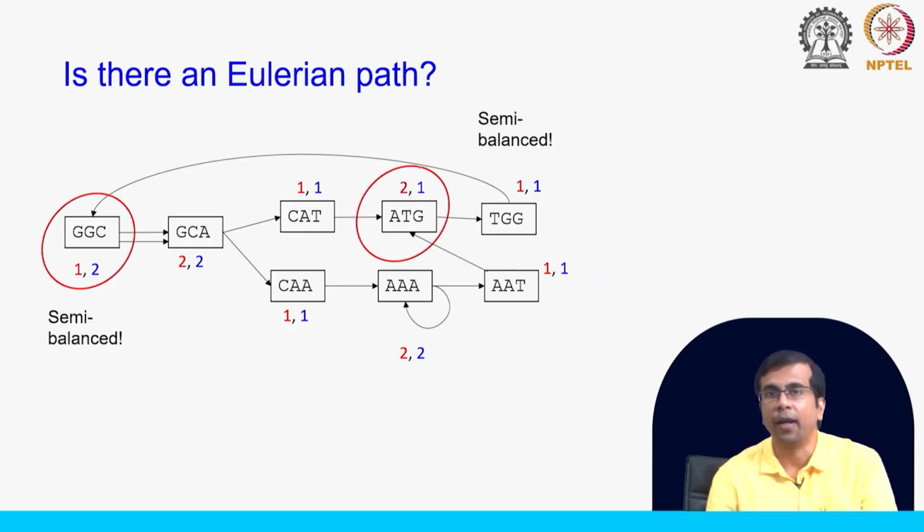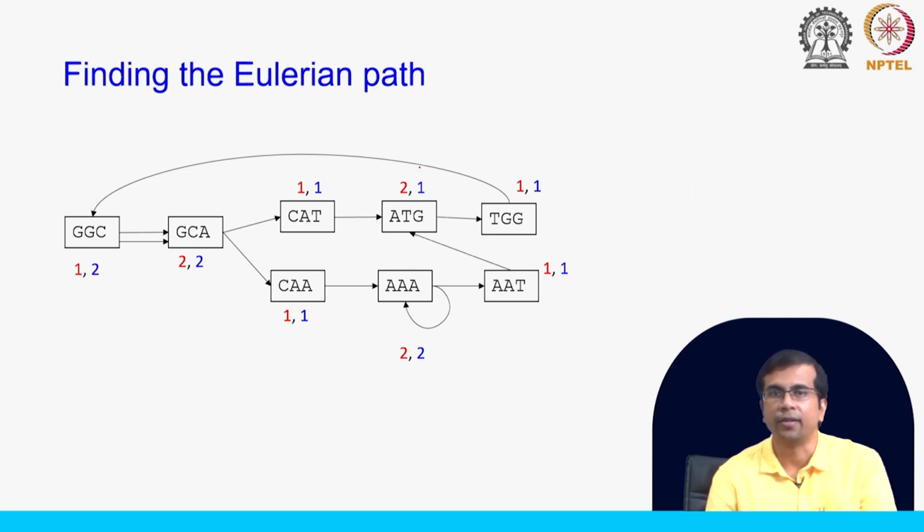So, if you have these semi balanced nodes and there are at most 2 in the graph, this means that there is an Eulerian path in this graph. If you remember the condition, there could be at most 2 semi balanced nodes and the rest of the nodes should be balanced. So, this condition is satisfied for this graph, which means there is an Eulerian path. Now that we know there is an Eulerian path, we can search for it and traverse through that path, and that will give us the reference genome sequence. So, let us find the Eulerian path in that graph.